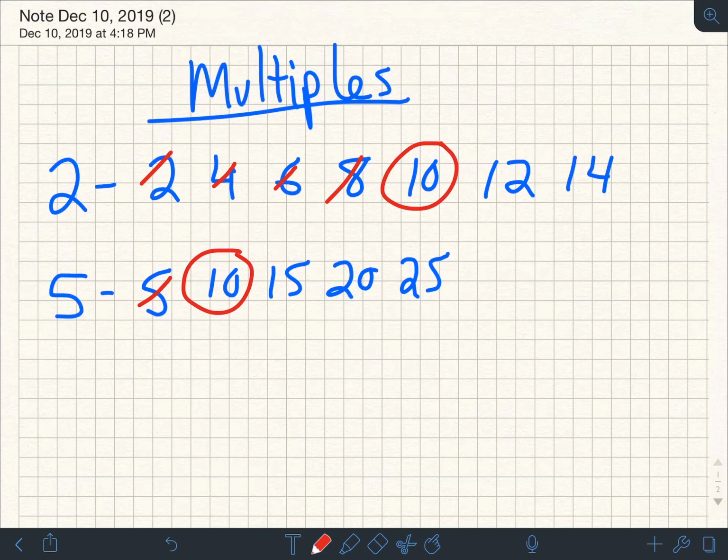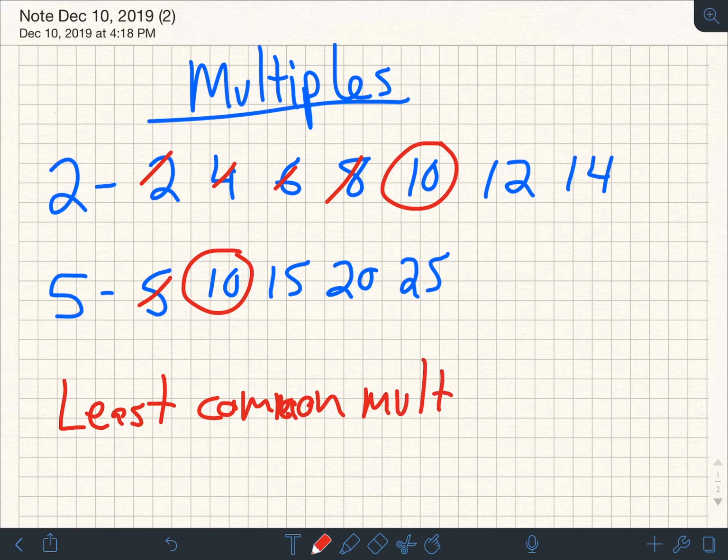This is the smallest number we have in both of those lists. So for 2 and 5, the least common multiple, or the LCM, is going to be 10. Okay, so we'll do one more example.